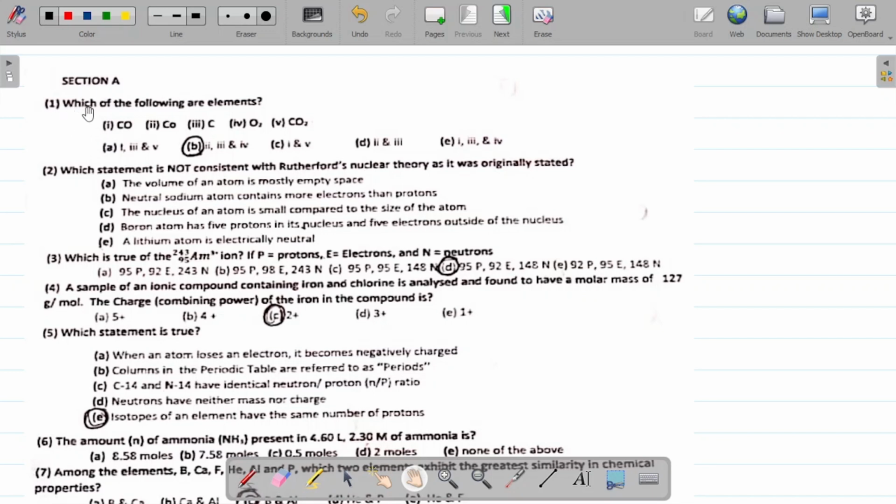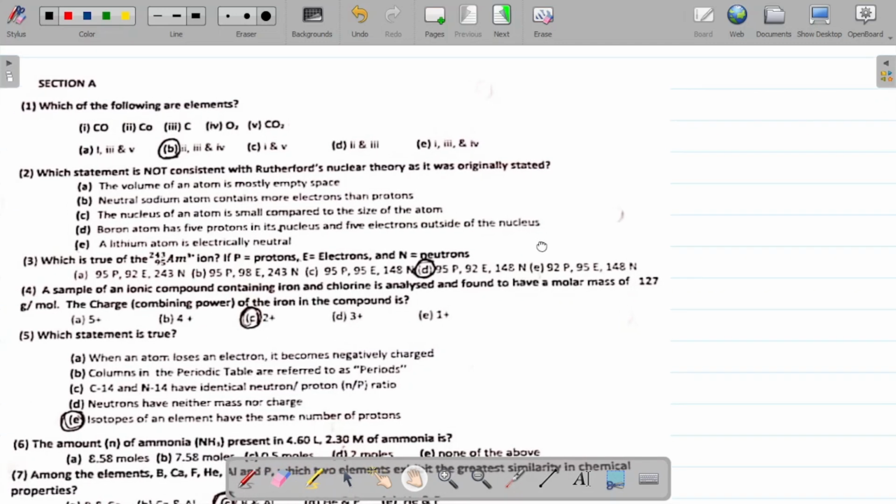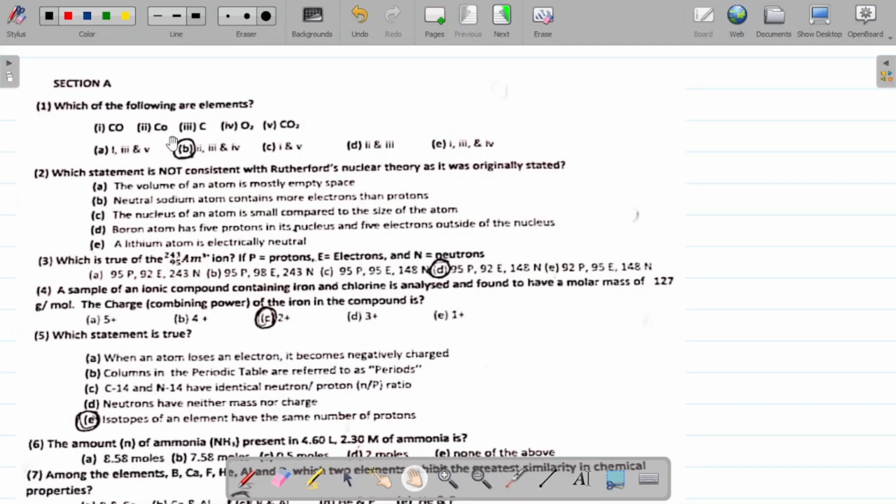Section A. Which of the following are elements? You have number one, CO, II, small o, IIIC, IV, O2, V, CO2. If this is not clear enough, please go to your settings and increase your video quality so that you can see this clearly. All right, let's get started.